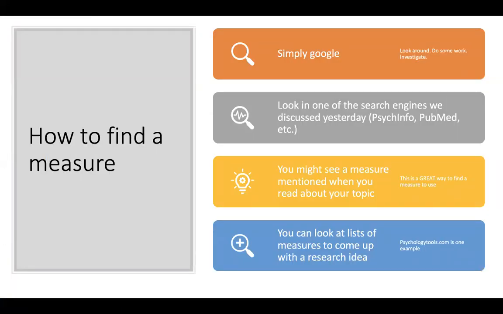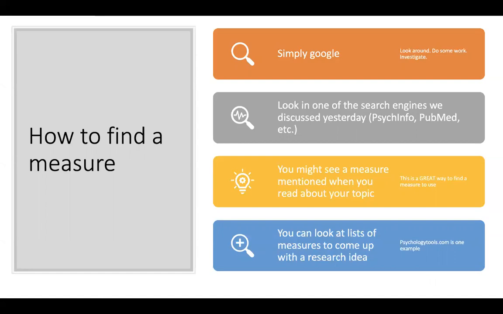So how do you find a measure? You can simply Google it. You can say measure of anxiety or measure of well-being. That might work. You can look in one of the search engines we discussed yesterday. And so I would add the word measure also: anxiety measures, sleep, how to measure sleep. You could find some things there.